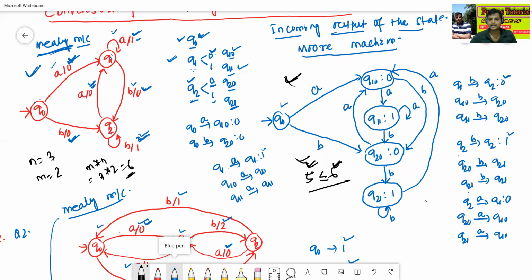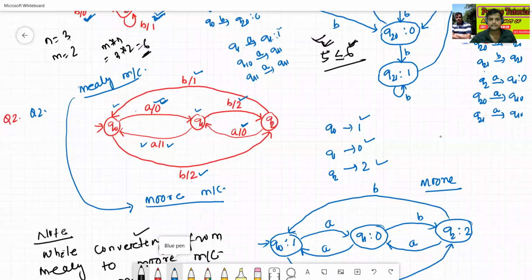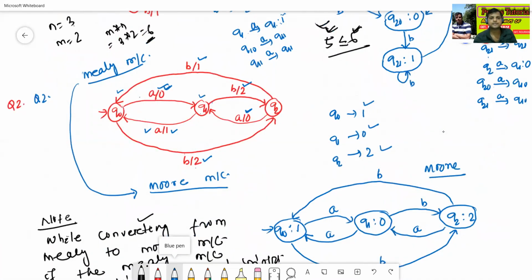But in this case here, how many number of states? The number of states n equal to 3. How many different outputs? 0, 1, 2, means m is also 3. So the maximum number of states in the Moore machine equal to n cross m equal to 3 into 3 equal to 9. But here 3 states, so 3 is always less than or equal to 9.